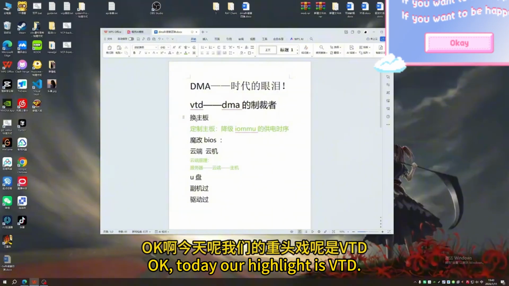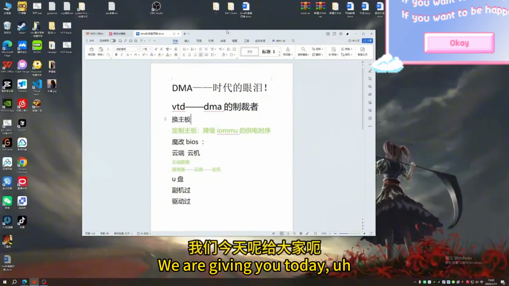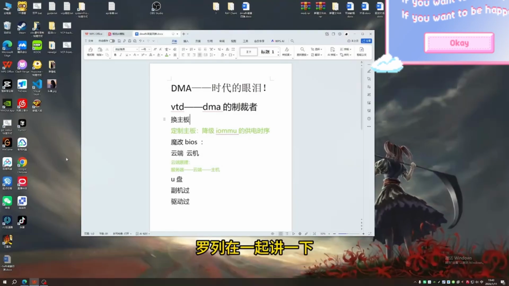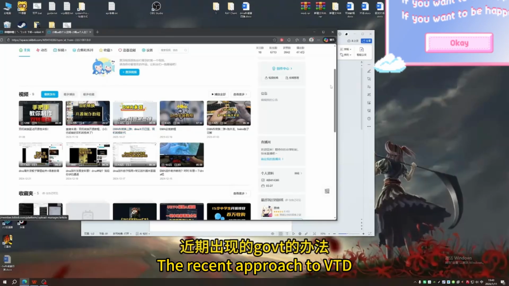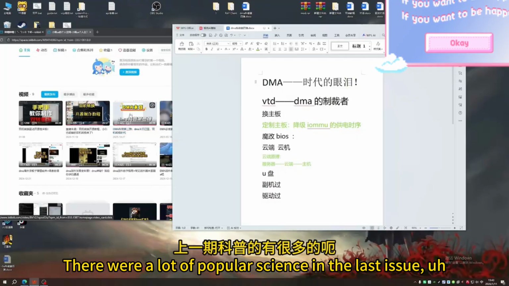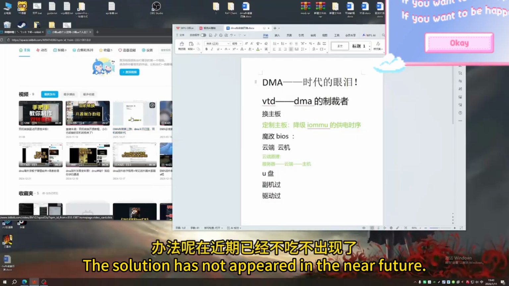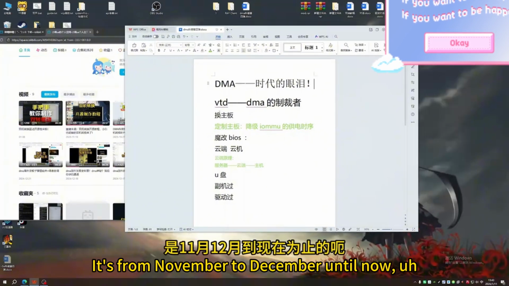Okay, today our highlight is VTD. It is the ways to pass VTD on the market. We are putting them together for you today. That's what has been happening in recent months, since the last update on December 27th, the recent approaches to VTD. There was a lot of popular science in the last issue, but the solutions that have appeared recently were not covered. What I'm listing now is from November to December until now.